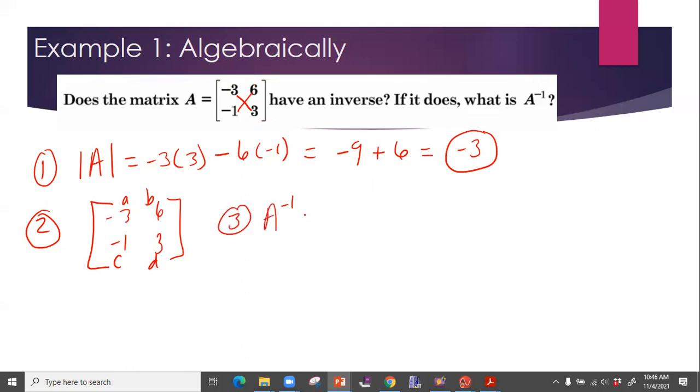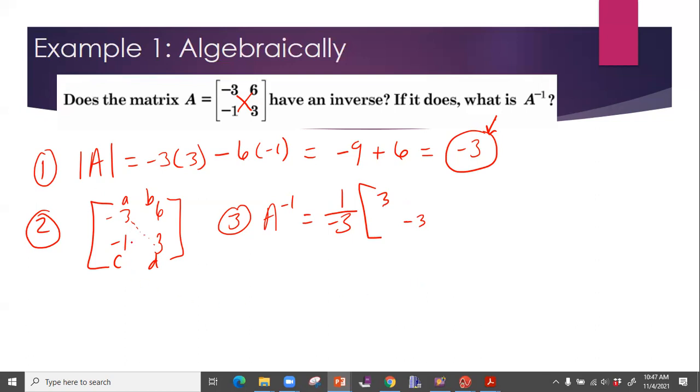So to find the inverse, it equals 1 over your determinant. And what was our determinant? -3. So 1 over -3 times, and the formula tells us to switch our first diagonal. So on the first diagonal, we have -3 and +3. So when we switch, they're going to become 3 and -3.